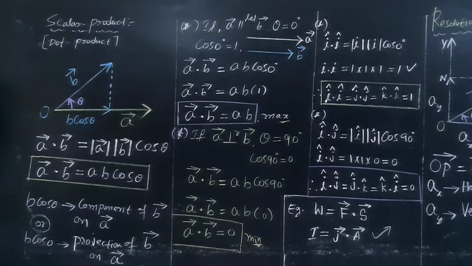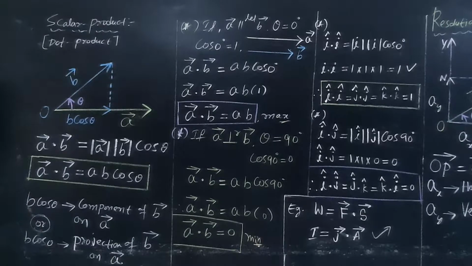If vector A is parallel to vector B, theta is 0 degrees, and cos of 0 degrees is equal to 1. So vector B is approaching vector A, therefore theta is approaching 0. Theta approaching 0 means they are parallel. Cos of 0 degrees is 1, therefore their dot product is maximum.